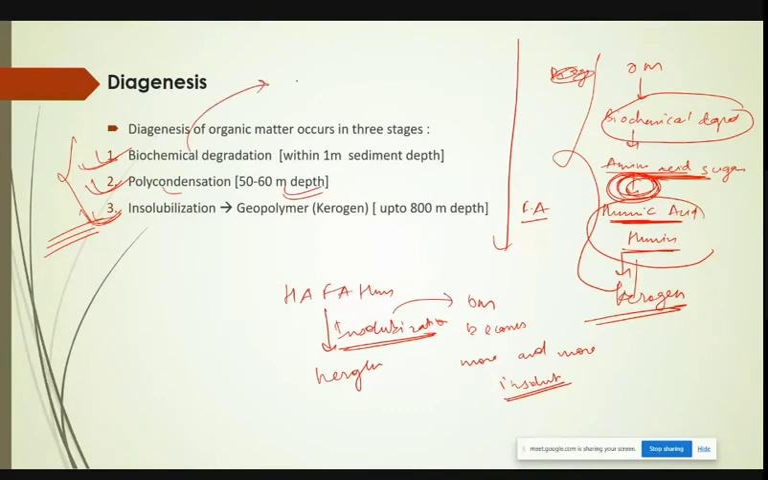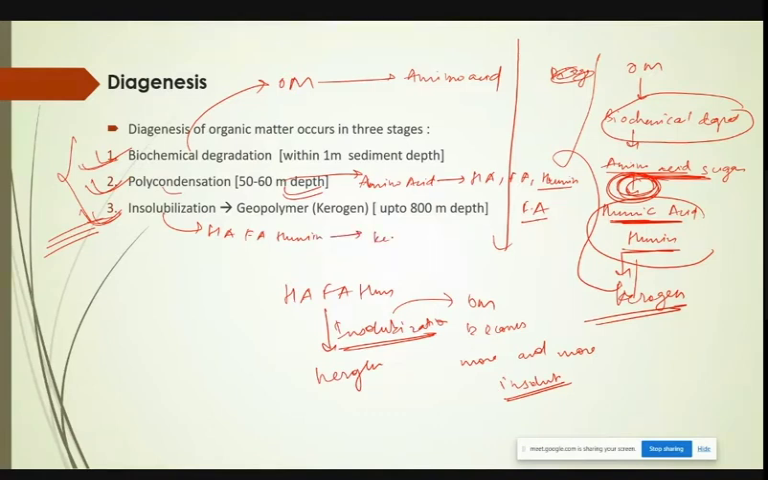This will occur when organic matter is being converted into amino acid. This will occur when amino acid is being converted into humic acid, fulvic acid or humin, and insolubilization occurs when humic acid, fulvic acid and humin get converted into kerogen.